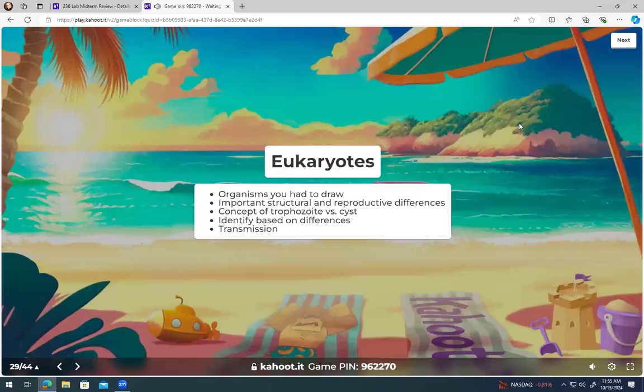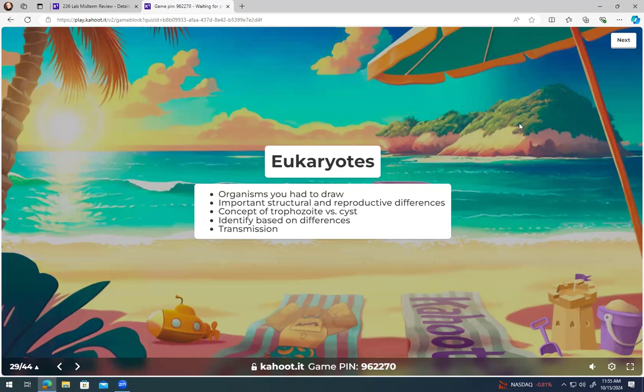Organisms that you had to draw or take pictures of, that you have pictures of. Focus on the differences, okay? Important structural and reproductive differences. This is really what I'm getting at here: we learned about fungi, we learned about protozoa, and we learned about helminths, right? Which ones of those make eggs? Helminths, only helminths. Maybe you know that, okay?